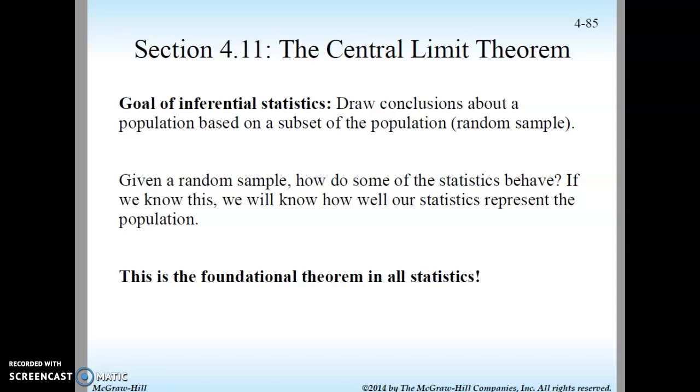Hello, everyone. It's time for section 4.11, the central limit theorem class prep. All right, this is an important topic.